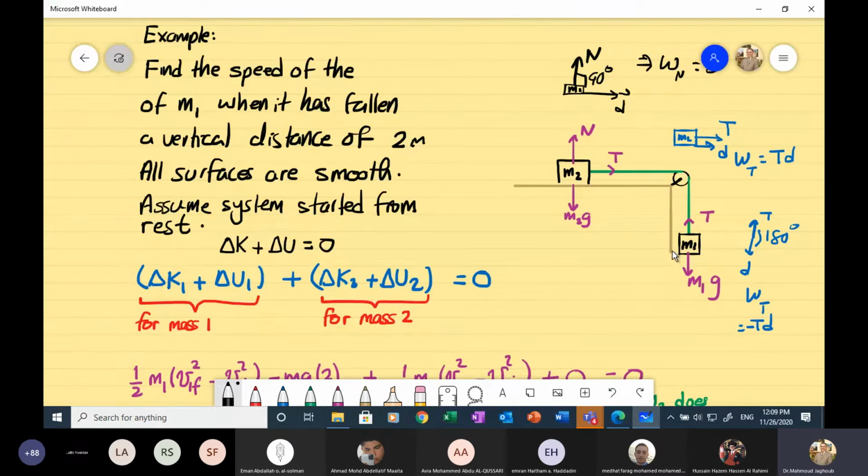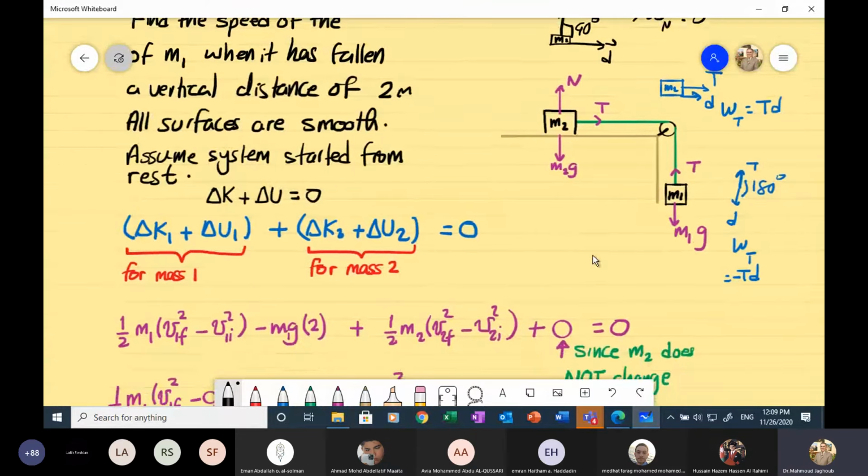Okay, how do we find this? This goes down, this goes to the right. How do we find the speed of mass m1, which is really the same as the speed of mass m2, when m1 has moved 2 meters down? Now, if m1 moves 2 meters down, this means immediately that m2 moves 2 meters to the right. How do we do that?